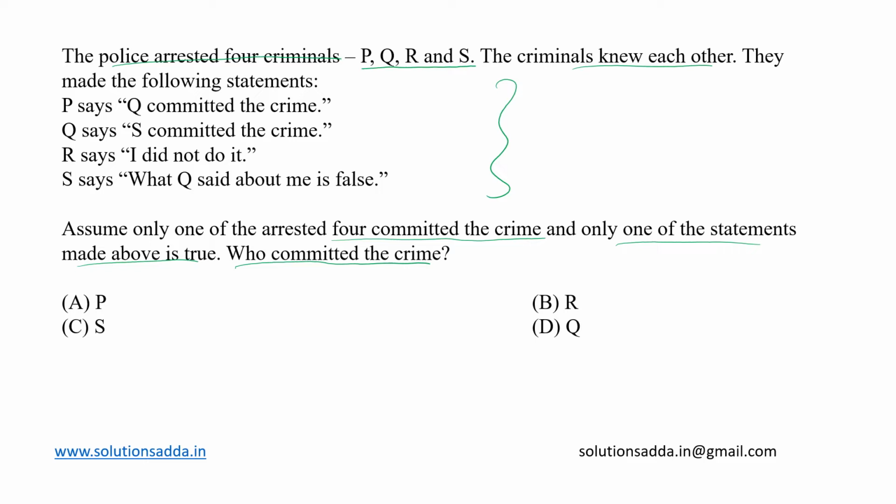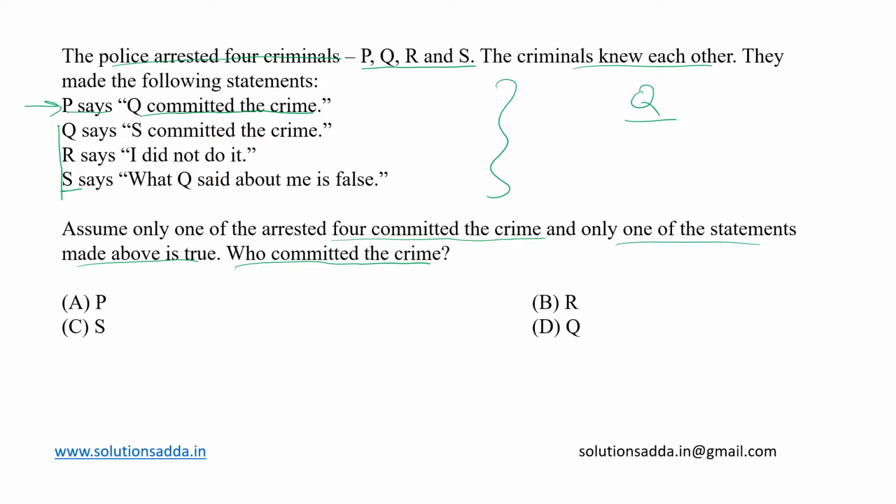So for this, let us first assume that what P is saying is true and all others are not speaking the truth. So we shall take contradiction of the statements made by these 3. So let us see what P is saying. Q committed the crime. So for the time being, we will assume that Q is the criminal. And now let us see if other 3 statements support this claim or not.